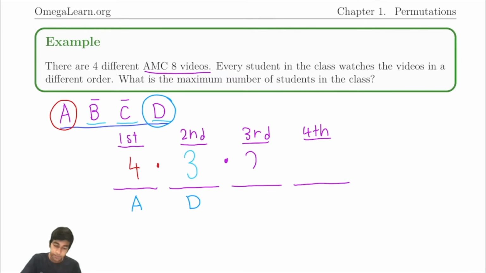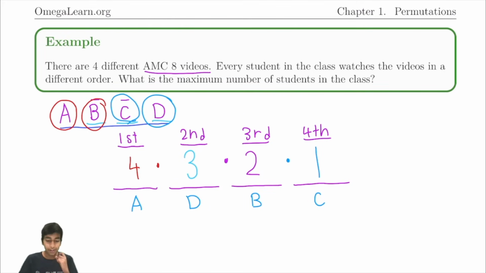Times 2. And let's just say we pick B. Finally, no matter what 3 videos we chose earlier, there's just going to be 1 video left, and in this case, it's C. But no matter what, 1 choice. So the number of choices is just 4 times 3 times 2 times 1. Look familiar? Well, this is 4 factorial. And if you memorized your factorials, you would know that this is 24. So there's 24 different possible orders for the videos to be watched in. But then what is the maximum number of students in the class?